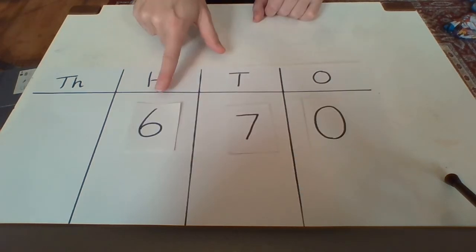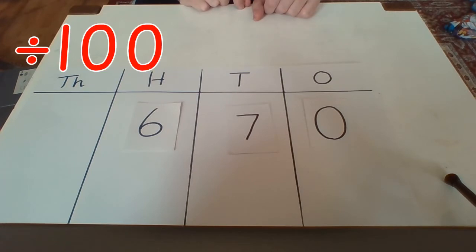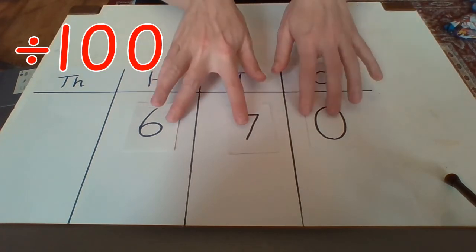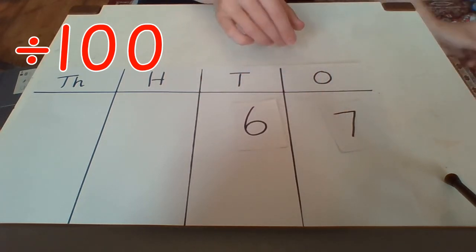Looking at this number, 670, I want to divide by 100. So again, I need to move the whole number 2 jumps down the chart. So let me do it. So I'm going to go, that's 1 jump, and my zero's fallen off the end, that's fine.